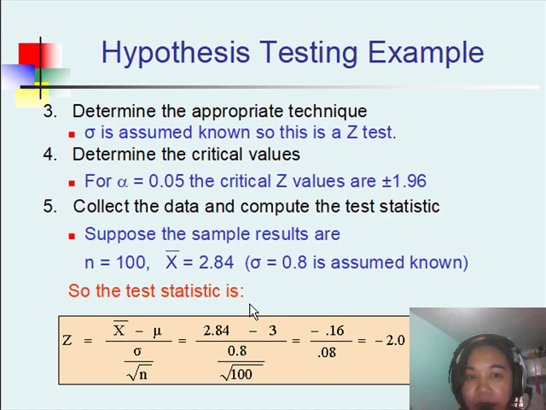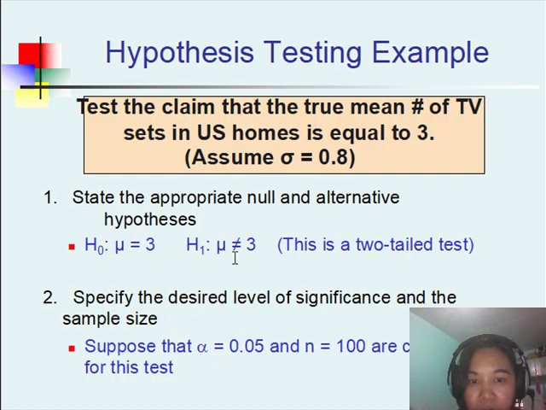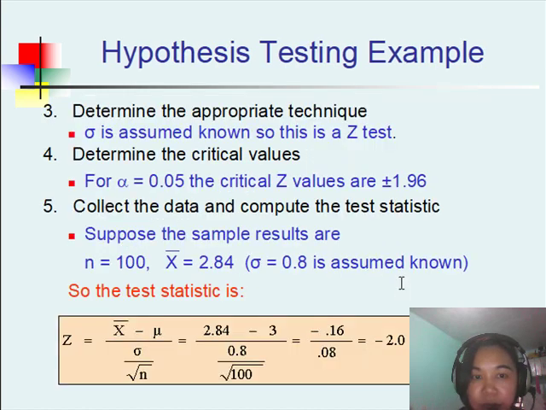Take note that our alternative is not equal to 3. So that is a two-tailed test. So if it is a two-tailed test, we basically divide alpha into 2. So 0.05 divided by 2, alpha over 2, is equal to 0.025. Take note that it is a two-tailed test.